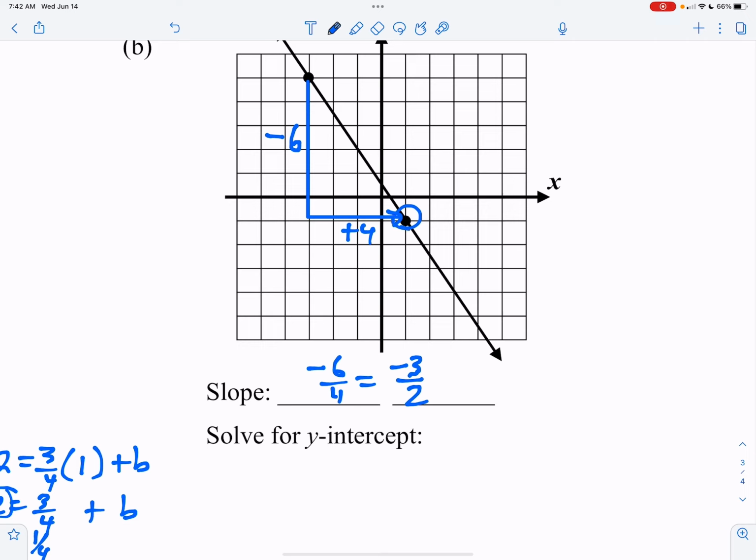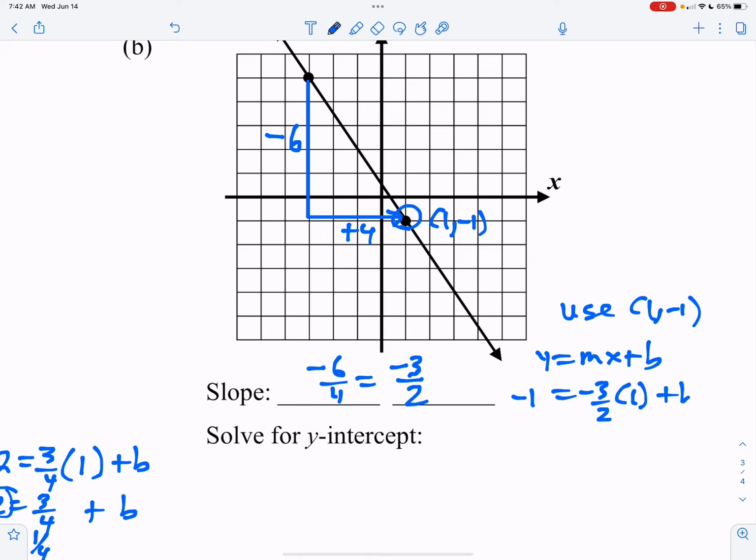So I'm going to pick a point. I guess I'm going to choose this point here, which would be 1, -1. So y equals mx plus b, and I'm going to use 1, -1. So -1, that's my y, equals m, my slope, that's -3/2, times my x, which is 1, plus b. If I multiply that, I get 3/2. So I'm going to go ahead and add 3/2 to both sides.